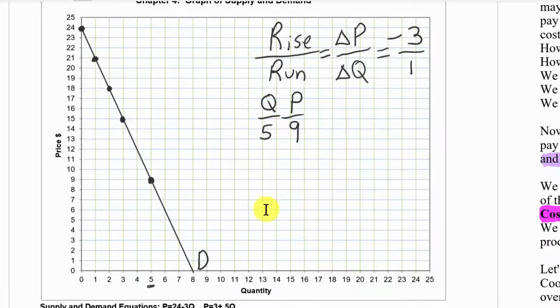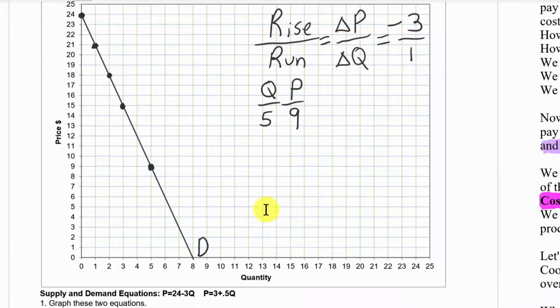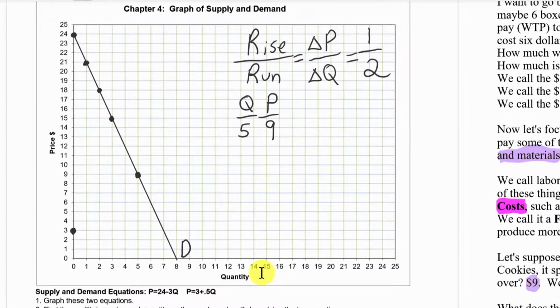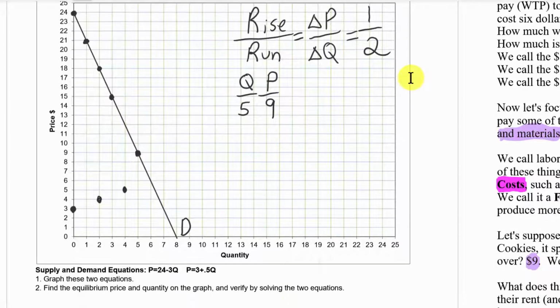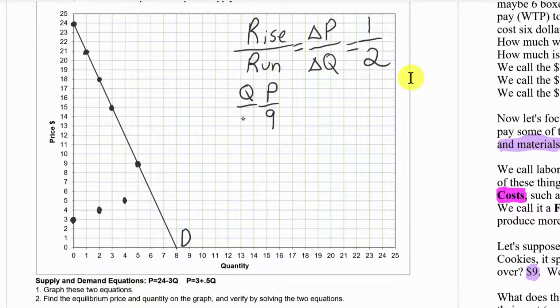Now let's plot our supply curve here. Supply, 3 plus 0.5Q. So starting just like we did before, our y-intercept is 3. If the quantity is 0, P equals 3. And this slope of 0.5, or 1/2, tells us that when we graph this, we can go up 1 over 2, up 1 over 2. Or we could plug in some value like we did before.